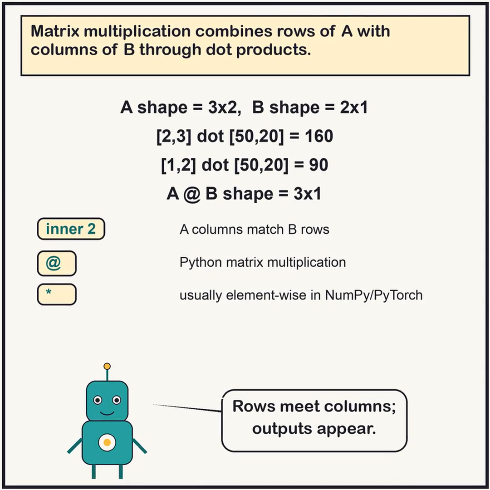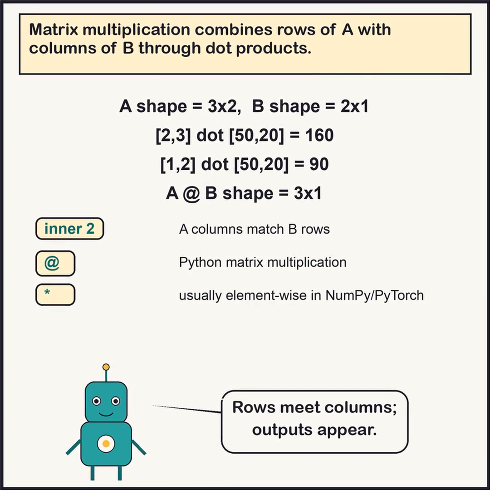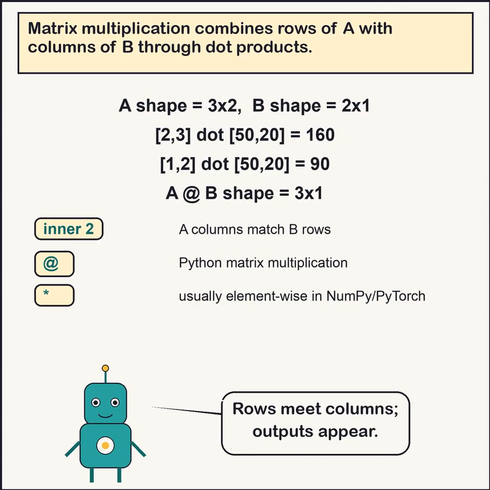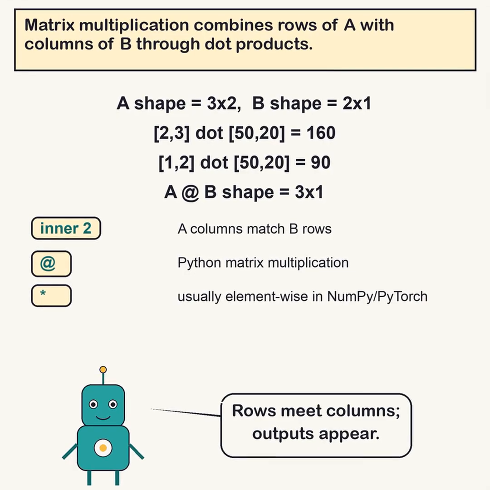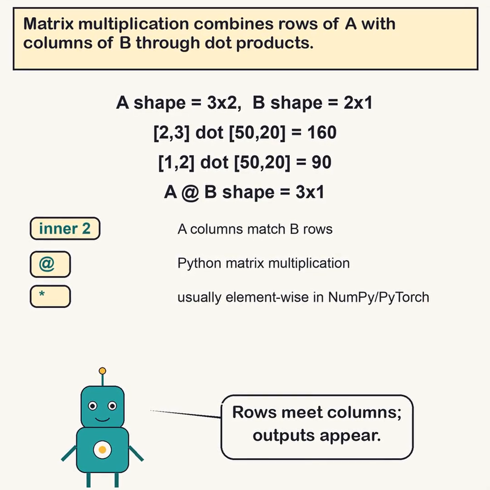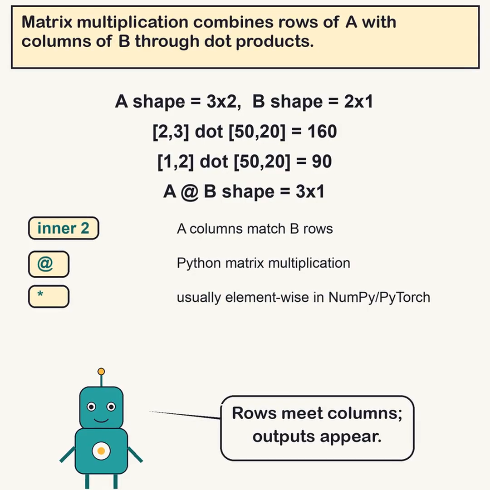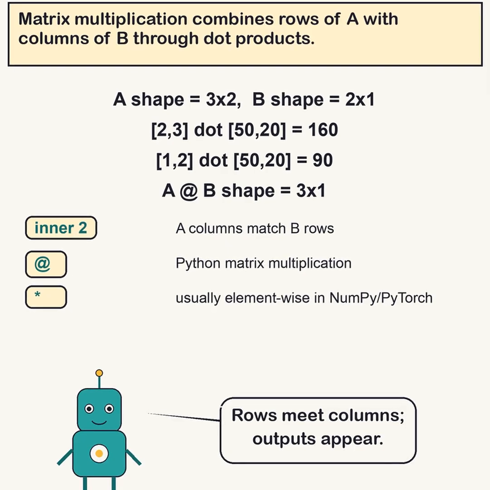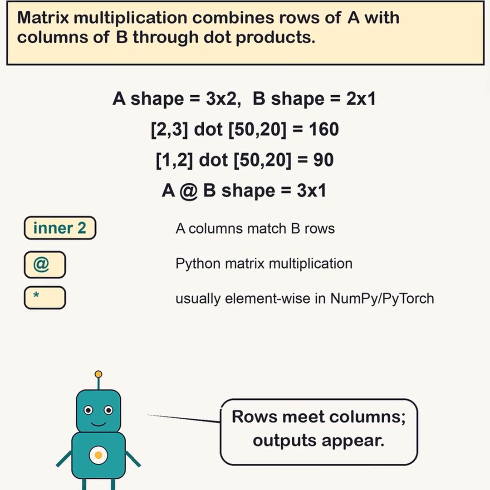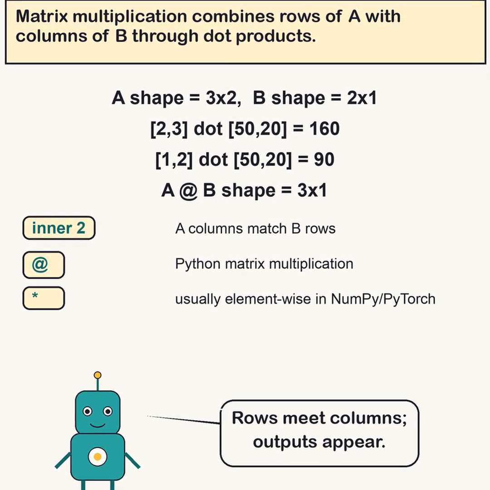Matrix multiplication uses dot products between rows and columns. The shared inner dimension must match. In Python, the @ symbol means matrix multiplication, while star usually means element-wise multiplication. Real-world analogy. It is like matching a kitchen's ingredient needs against supplier price lists to compute every possible order cost.